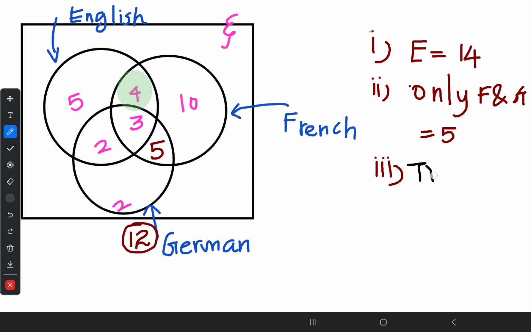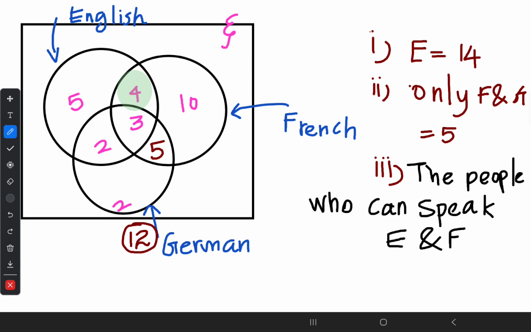The people who can speak English and French only. Only English and French. Definitely you should include this restriction. If you define it as the people who can speak English and French, the people who can speak German also are included in our account. So we can't take this 3. We have to consider this only. That restriction should be included in your answer. That's mandatory in the question.